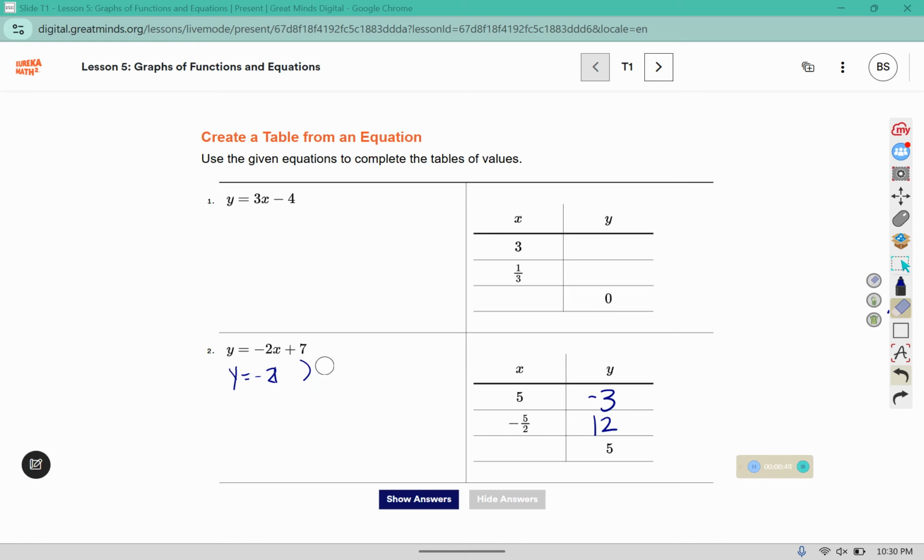Then we are replacing the y value with 5. We'll subtract 7. Divide by negative 2 on both sides. We get x equals 1. Fill in the table for problem 1.